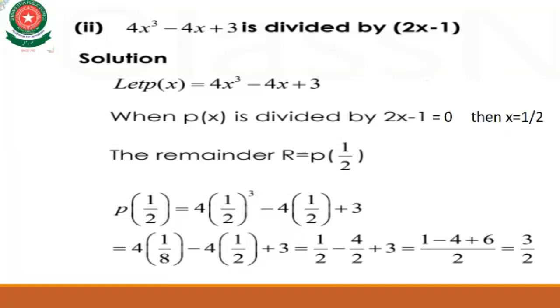Minus 1 will shift to the right hand side, and minus will change into positive sign. Okay, 2x is equal to 1. 2 is multiplying here, so dividing both sides by 2, the value of x is equal to 1 by 2. The remainder r is equal to p of 1 by 2. So we have to put this value, x equal to 1 by 2.